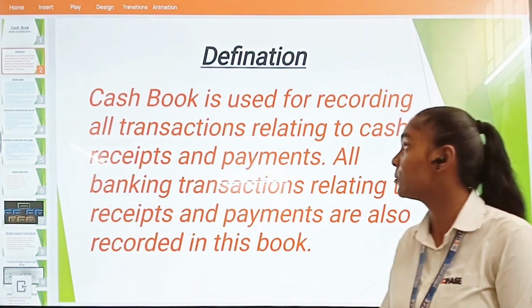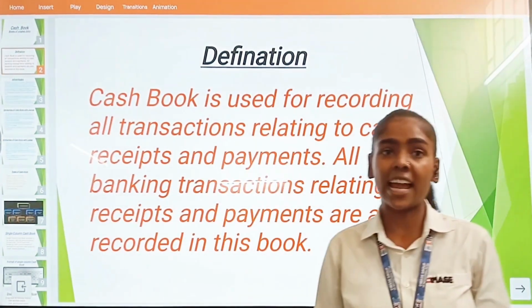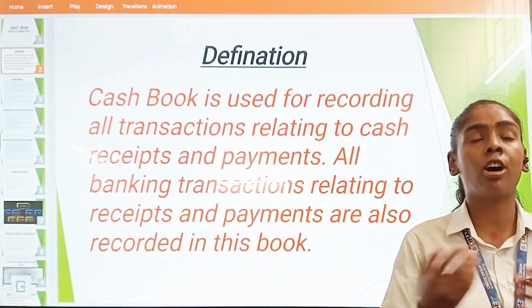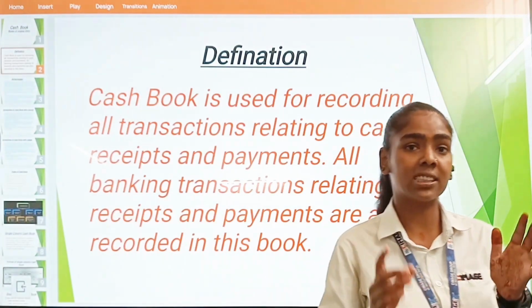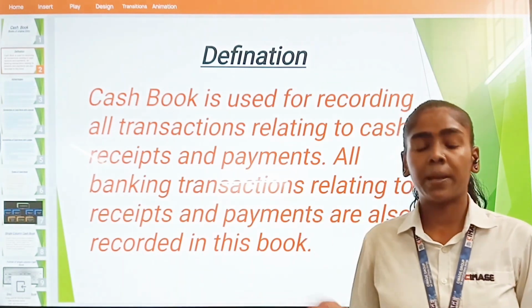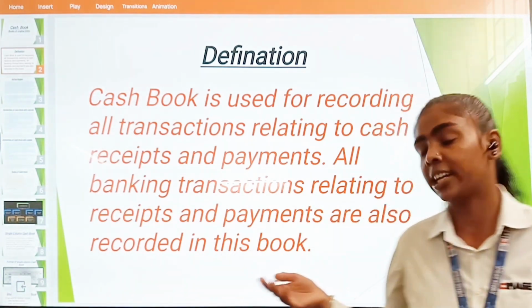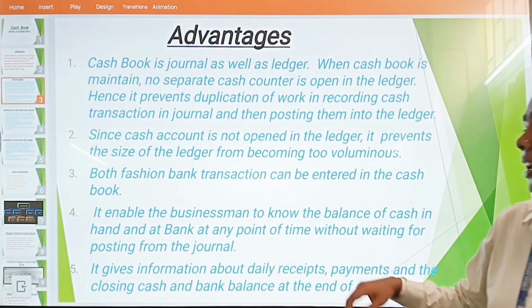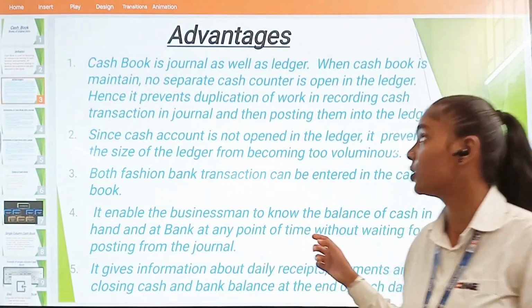Books of Original Entry, which is given by our faculty Pawan sir. Definition of the Cashbook. Cashbook is used for recording all the cash and bank transactions, all the receipts and the payments which have taken place, and receipts are recorded in the debit side and the payments are recorded in the credit side. Here are some advantages of the Cashbook.